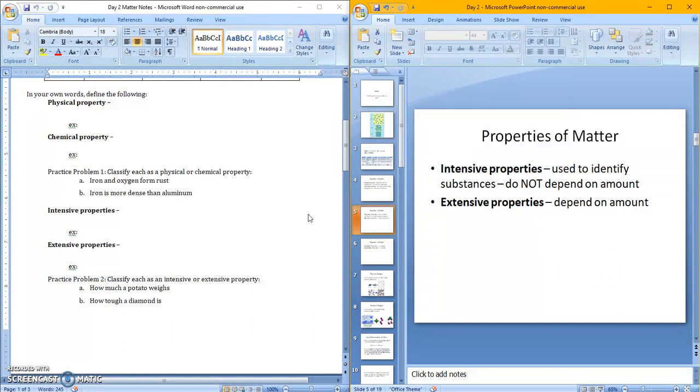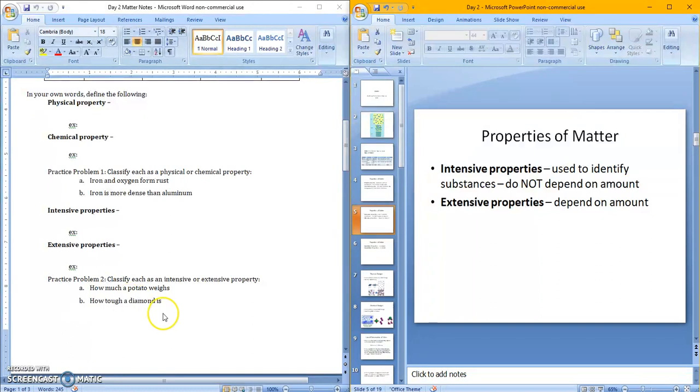Okay? So extensive is all about the amount. Intensive is just identifying that substance, kind of character. I like to think of it as internal, whereas extensive is external. It's how much you have. Okay? So if I look at practice problem number 2, go ahead and look at those and give it a shot, answer those, and then we'll come back.